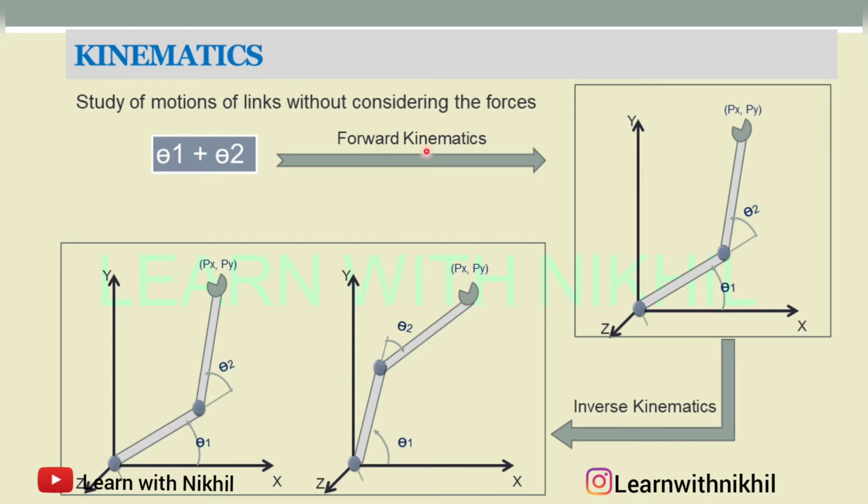So in forward kinematics, we know the values of theta 1 and theta 2. So we know the angles and we have to find the coordinates of the end effector. That is forward kinematics. And in inverse kinematics, we know the position of the end effector and we find out the angles. So we have many solutions in inverse kinematics. So this is the kinematics where we will study forward and inverse kinematics.